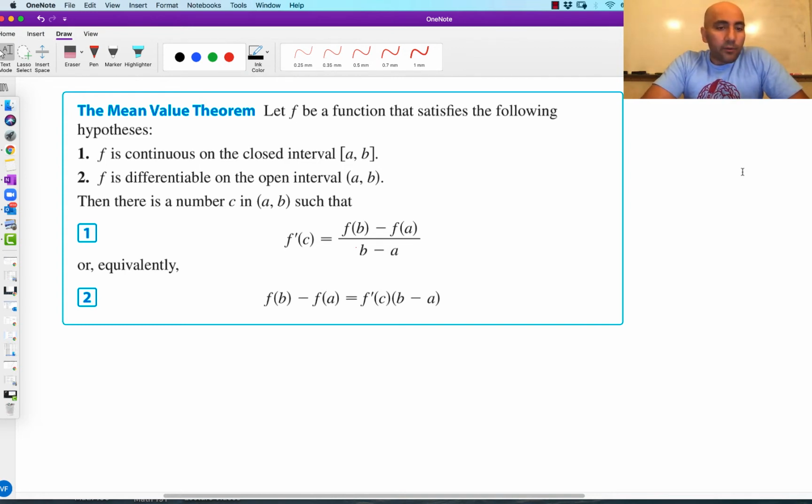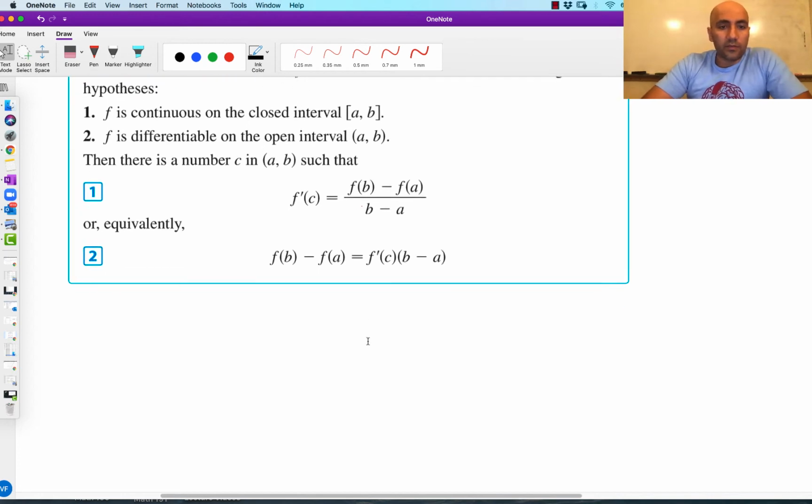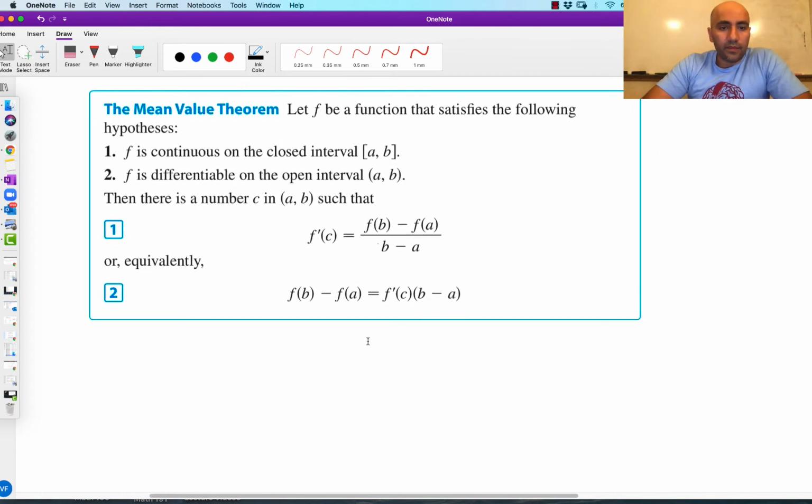Then there is a number c, at least one number c, in the interval from a to b, such that the derivative f prime evaluated at c is equal to f of b minus f of a all over b minus a. Okay, this should look familiar by now. We work with this all the time. This is the slope of the line that connects the two endpoints of the little segment we're talking about. Okay, so let me draw something to kind of bring this together.